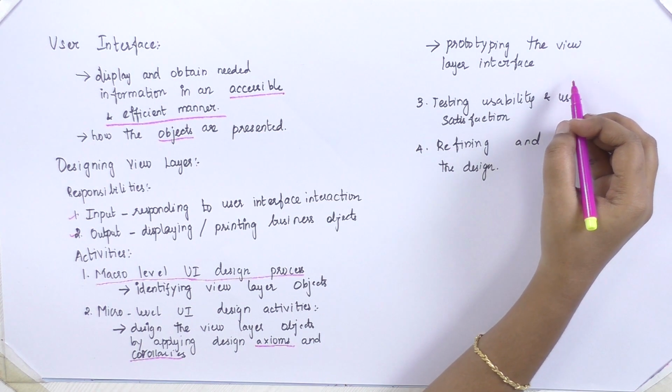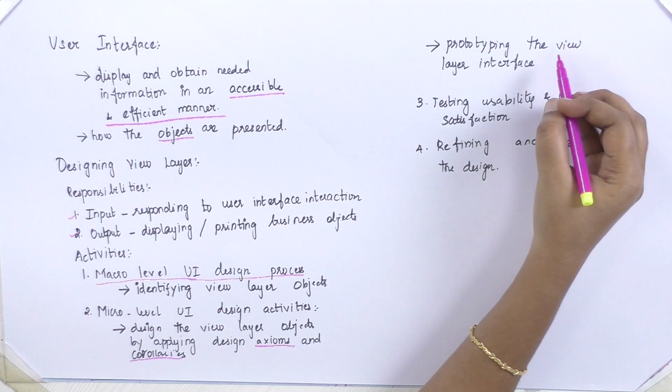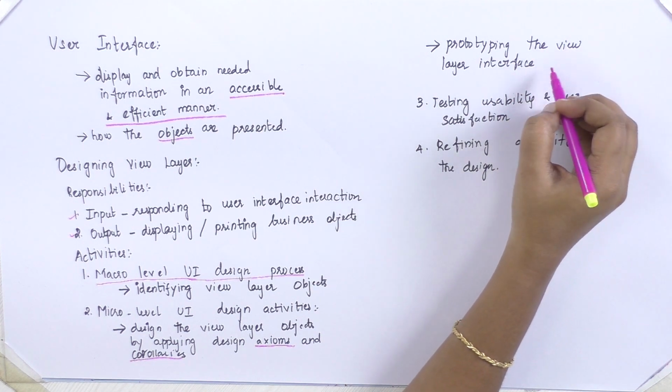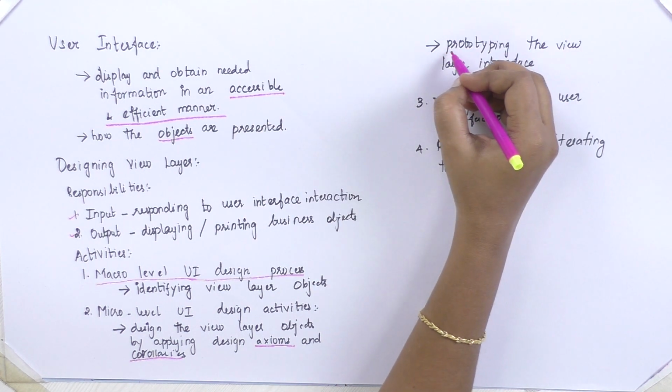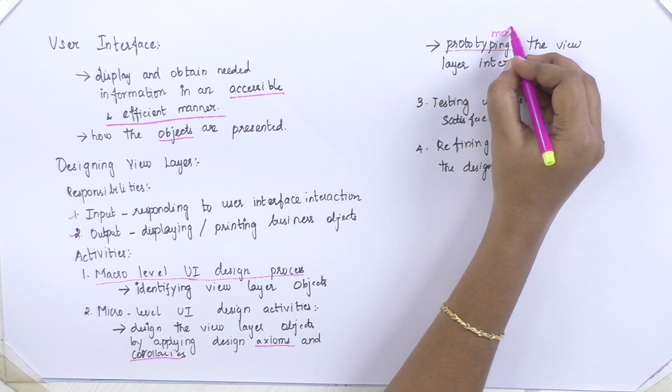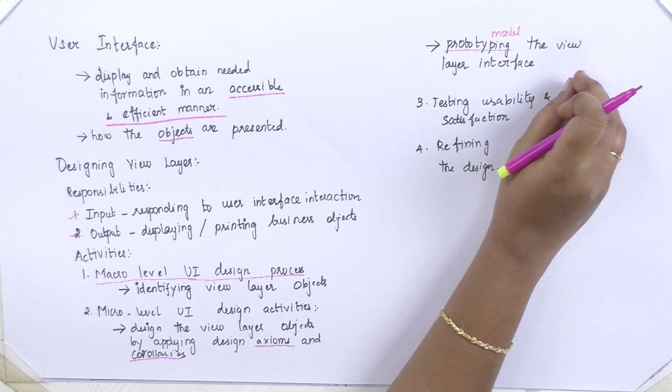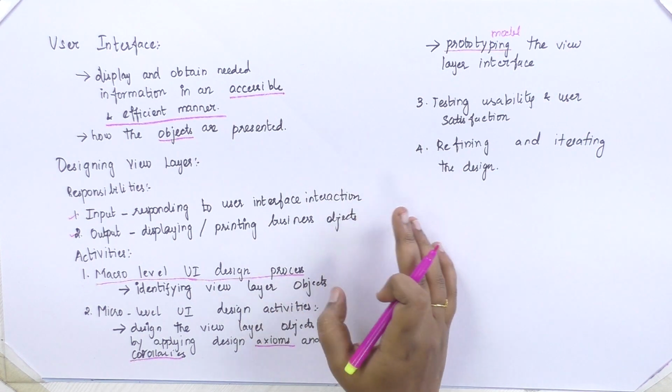Another thing in the micro level UI design activities is that you have to create a prototype of some of the basic aspects of the design. Prototype means a model. You have to create a dummy model of some of the basic concepts in our view layer design. So this is the second step.